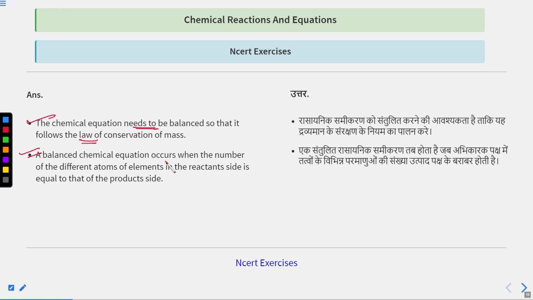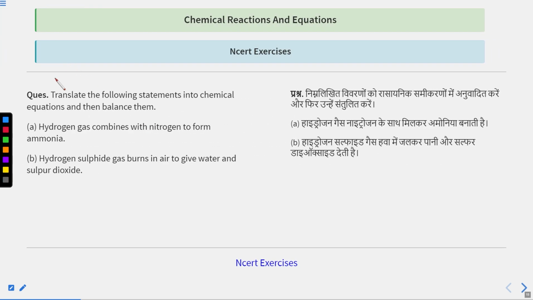A balanced chemical equation occurs when the number of atoms of the different elements on the reactant side is equal to the number of atoms of the different elements on the product side. Let's move to the next question. The next question says to translate the following statements. Only translate; the question is not saying to balance. But if we read further, it says to balance them. So first of all, we have to translate the following statements into chemical equations and then balance them.